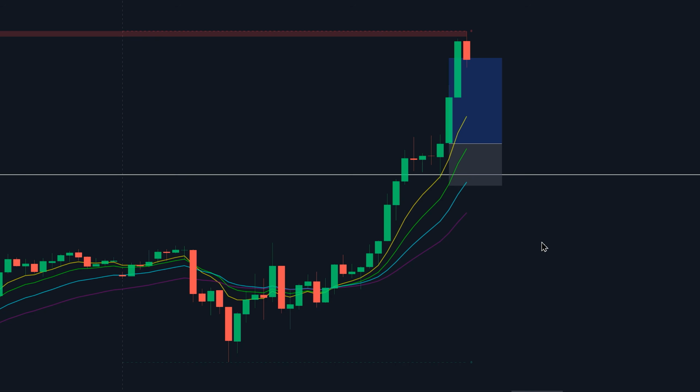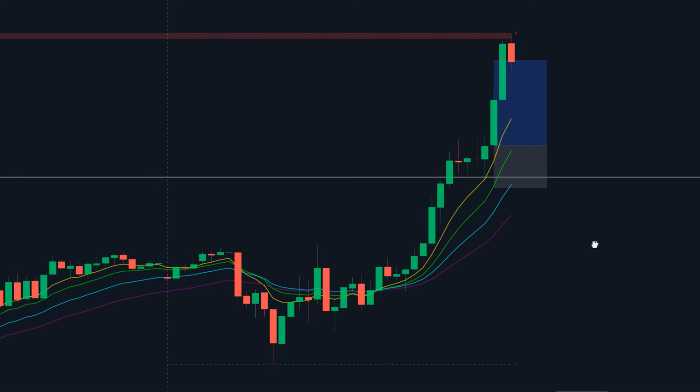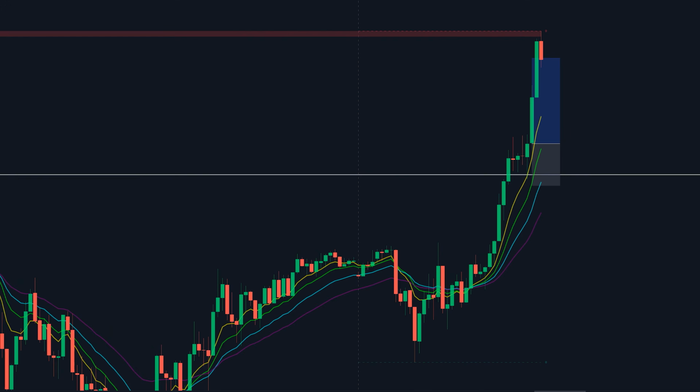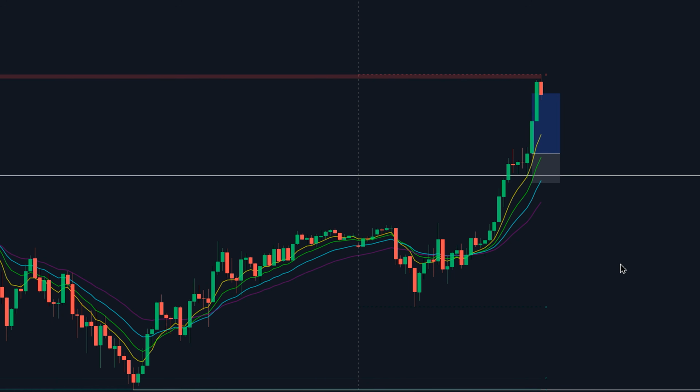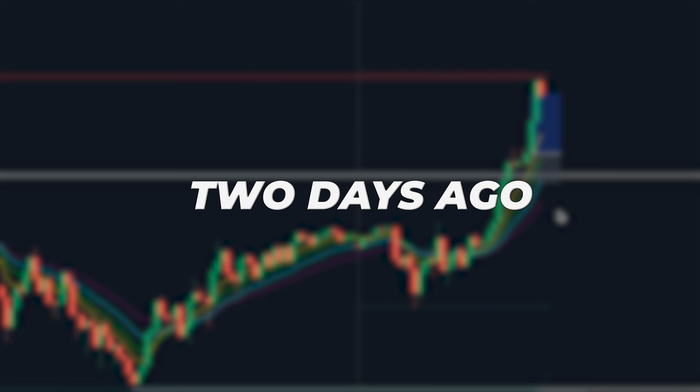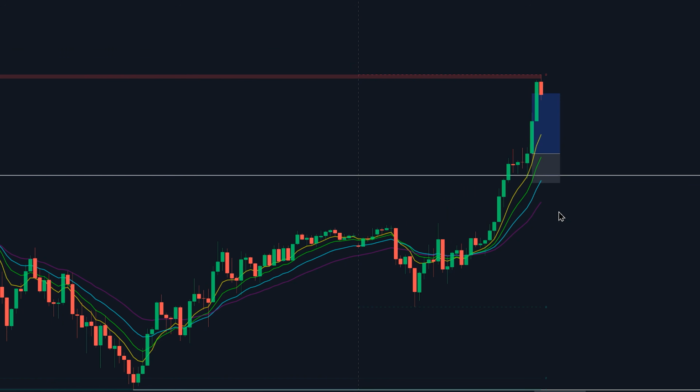Now, keep in mind that we're only going to be looking to take trades whenever the price breaks and retests the current day's highs and lows. If it breaks above a high level of 1 day ago or 2 days ago, we will not use those levels to trade because per my testing, they don't have higher chances of producing profitable trades.